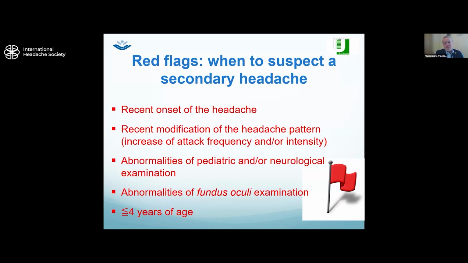So when we speak of red flags in pediatric age, we must be careful. For instance, let's take the recent onset of a headache. Of course, in a 45-year-old person, the first episode of headache is highly suspicious for a secondary headache. Different is the case of a 6-7 year old child with the first episode of headache, because we know that the primary headaches begin really at that age.